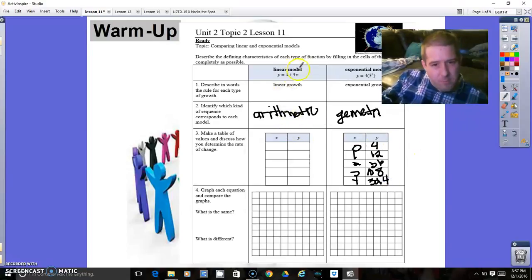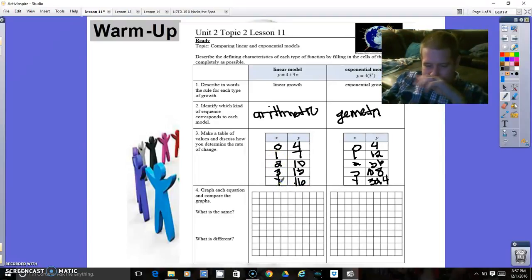All right, so for the arithmetic model, the first number is 4. That's the starting point. And every number after it is going to be 3 greater than that. 10, 13, and 3 greater would be 16. 2, 3, 4.